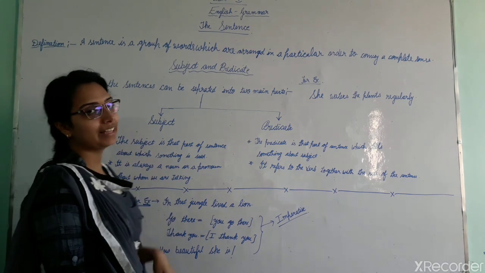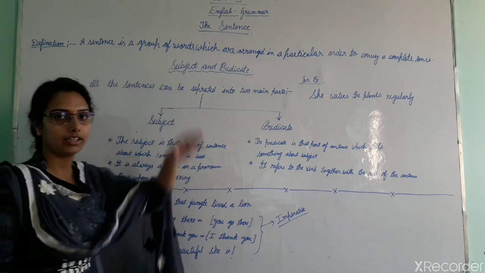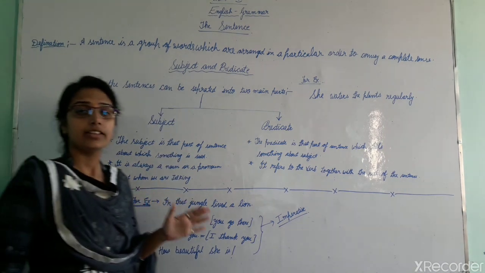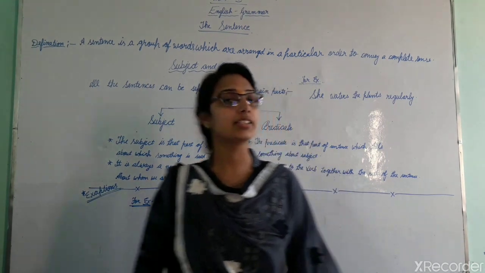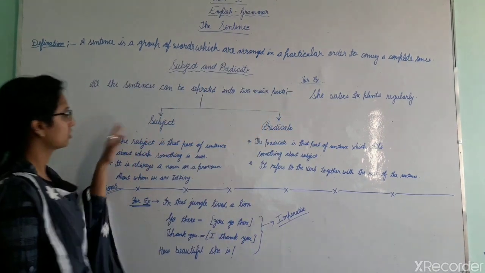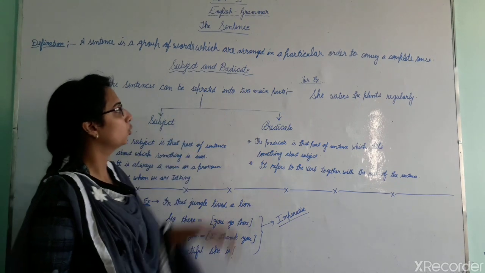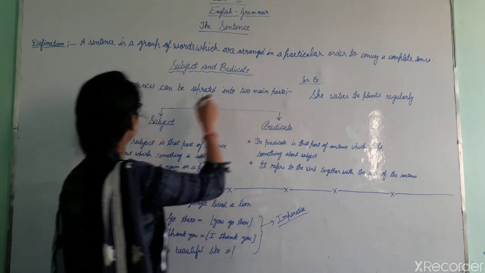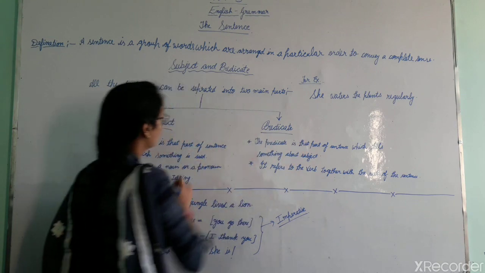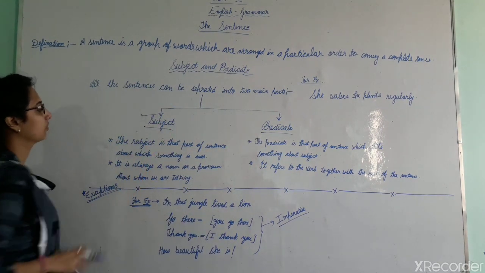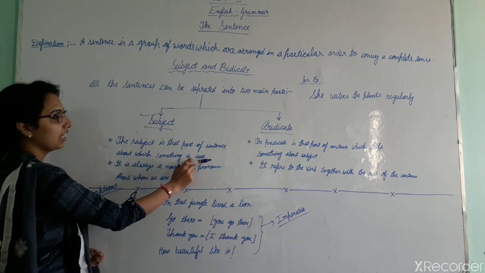So, followed by this, let us take our next topic, which is subject and predicate. Our sentence is separated into 2 parts which are subject and predicate. So let us see the subject. What is subject? First of all, the sentences can be separated into 2 main parts, which are subject and predicate. So first of all, let us take the subject. The subject is that part of a sentence about which something is said.